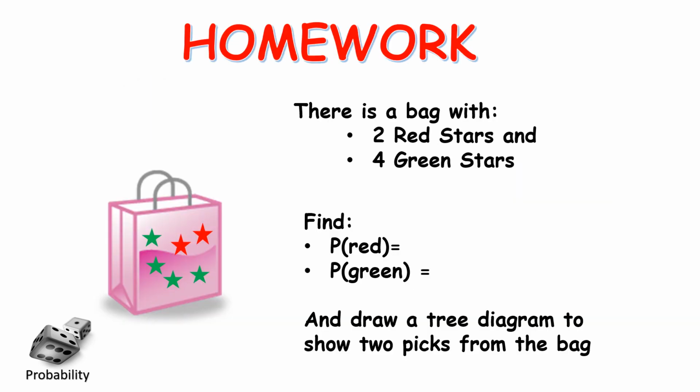Now, for tomorrow, you're going to try one of these yourselves. There is a bag with 2 red stars and 4 green stars. Find the probability of picking a red star and the probability of picking a green star. That's what P bracket red means, the probability of picking a red, the probability of picking a green. And then I want you to draw a tree diagram to show 2 picks of the bag. So very similar to the first example that we did with regards Sam and the bag.